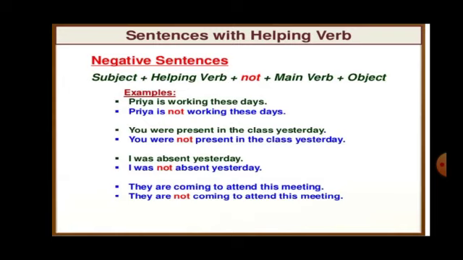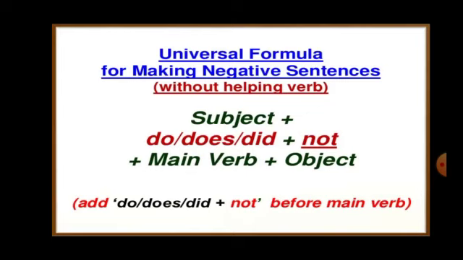You were present in the class yesterday. Its negative is: you were not present in the class yesterday. I was absent yesterday. I was not absent yesterday. They are coming to attend this meeting. Its negative form is: they are not coming to attend this meeting.